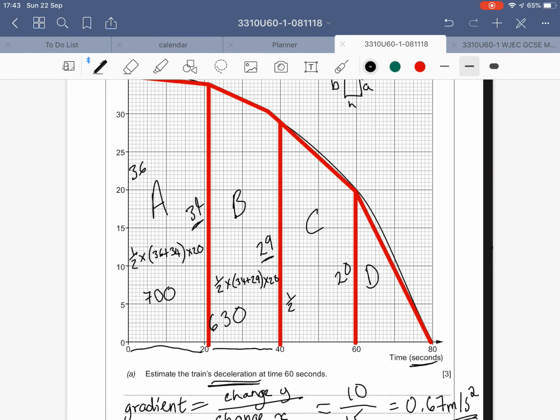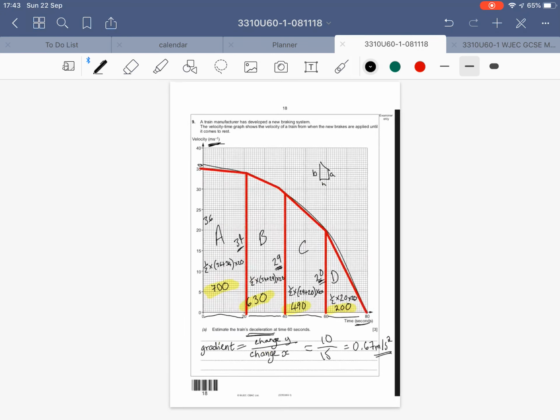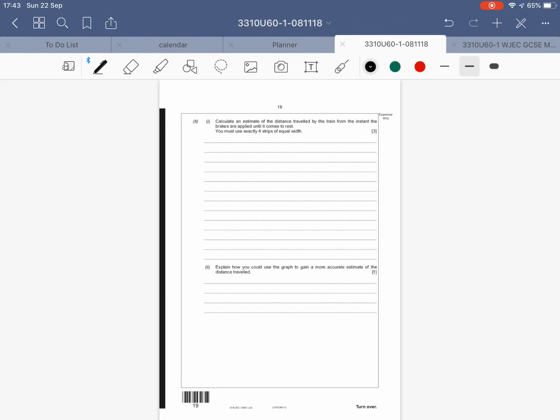For C, you want to do a half times your 29 and your 20, so 29 plus 20 times it by this height here again, so 20. And you get 490. And for D, you've got a triangle, so it's just a half times your base, which is 20, times your height, which is also 20, which is 200. So to calculate the distance, you just do 700, add 630, add 490, add 200, and you get 2020. And it is in meters, not meters squared.